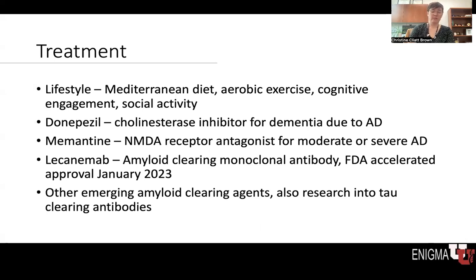There are other emerging amyloid clearing agents like donanemab that are still in the works, and there's also research into tau clearing antibodies.